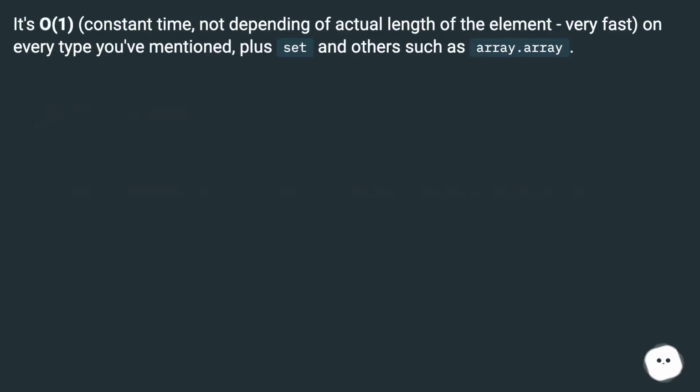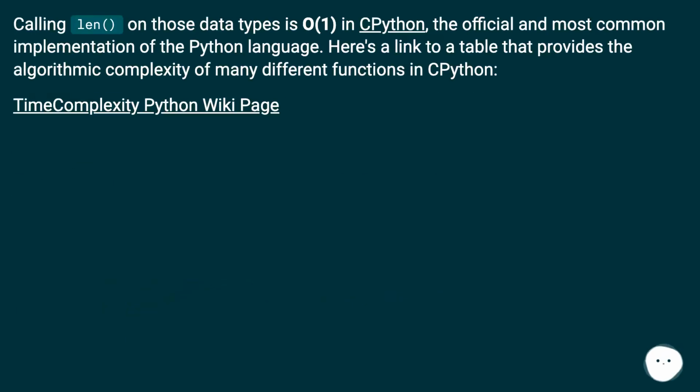It's O(1), a constant time, not depending on the actual length of the element, very fast, on every type you've mentioned, plus set and others such as array.array. Calling len on those data types is O(1) in CPython, the official and most common implementation of the Python language.